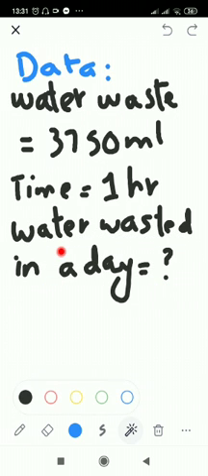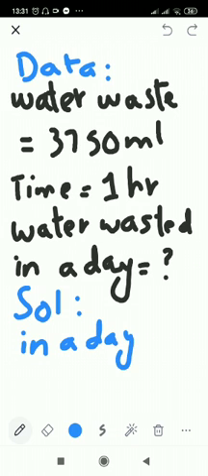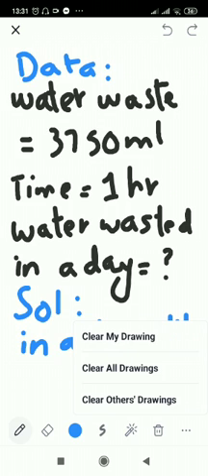So we are going to do it like this. You are just going to understand it now. For the solution, you're going to write down that in a day there are 24 hours. Okay, there are 24 hours. I'm going to erase this and start from a new page.